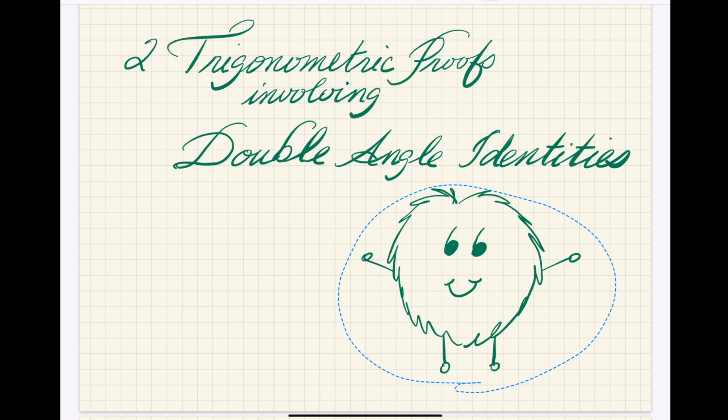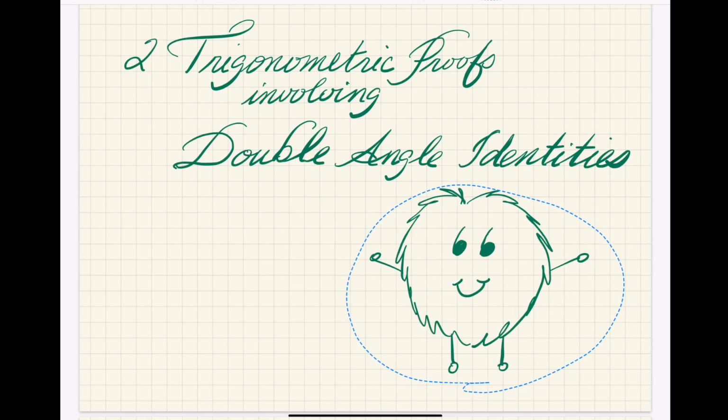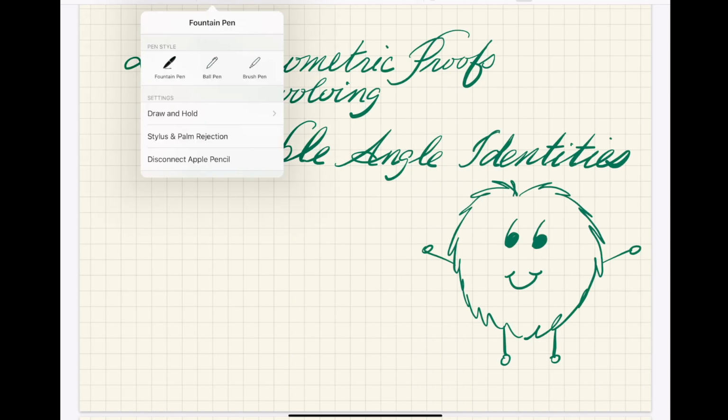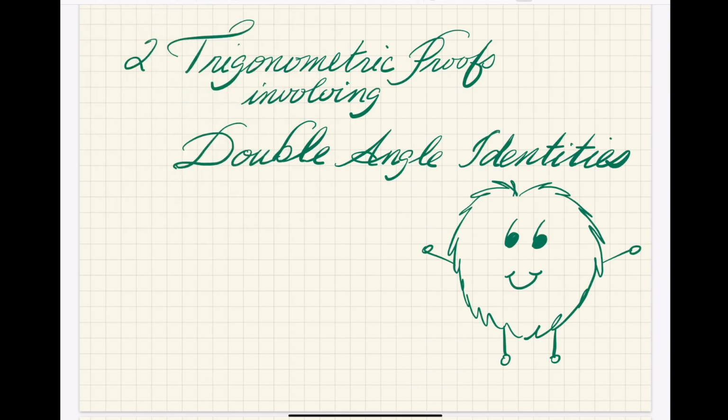So what we're going to do is move this little guy out of the way and review what our double angle identities are before we take our two examples. So we're going to be changing this to a fountain pen. And remember that we have the sine of 2 theta is equal to 2 times the sine of theta times the cosine of theta, and I'm giving you these identities without proof.